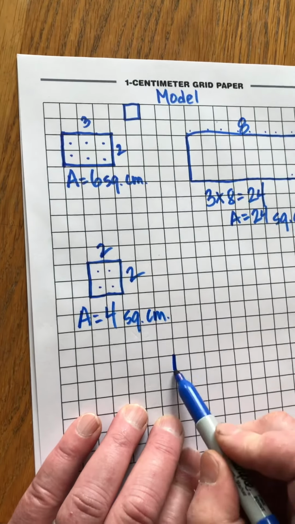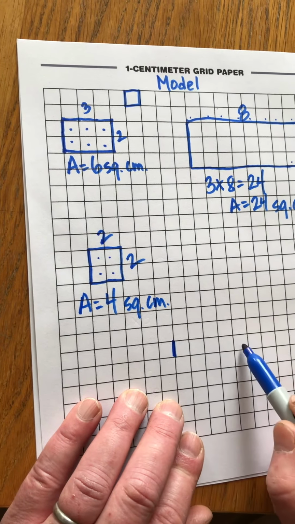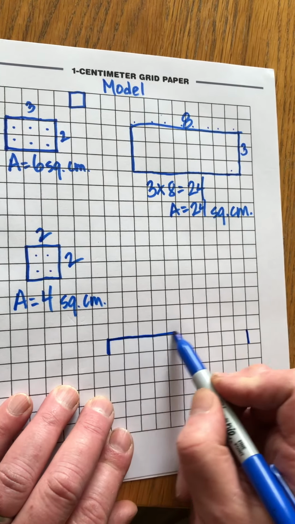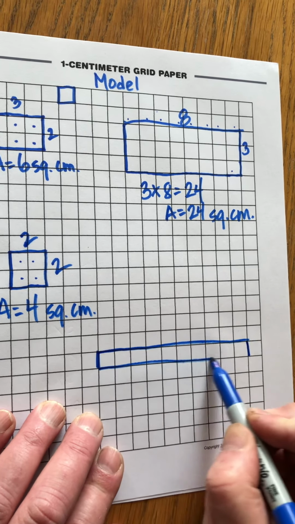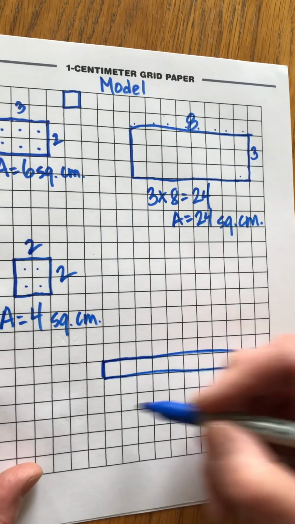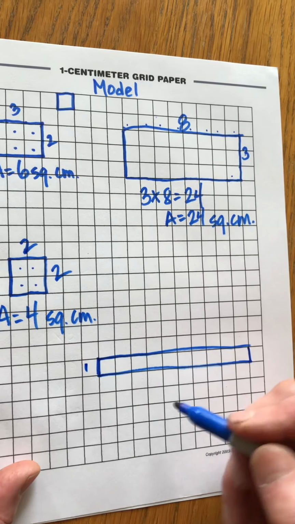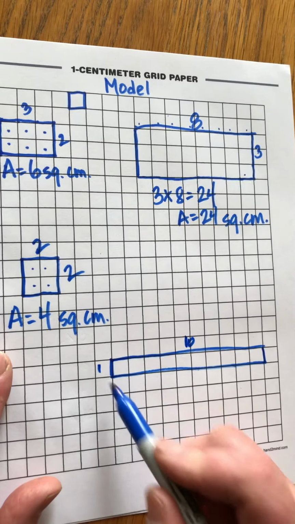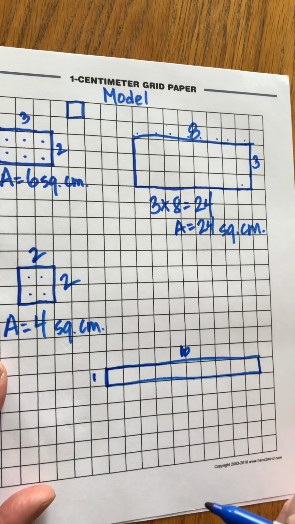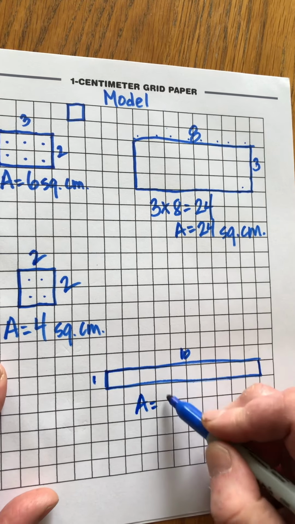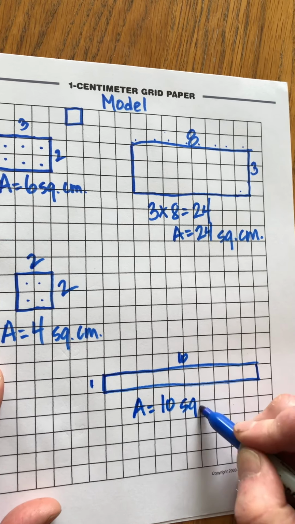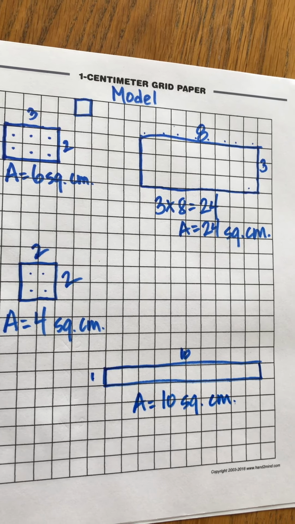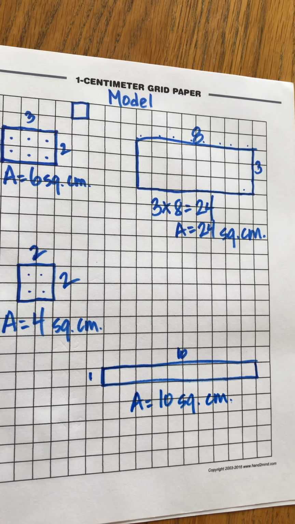All right. Now, one more example. Okay, so this is 1 centimeter, and this is 10 centimeters. So 1 times 10 is 10. So the area is 10 square centimeters. Okay, now that is area.